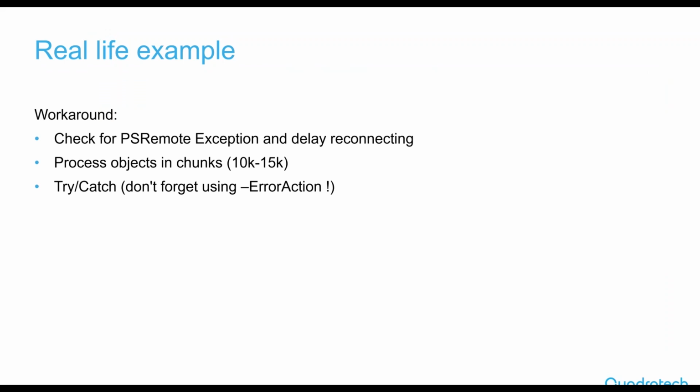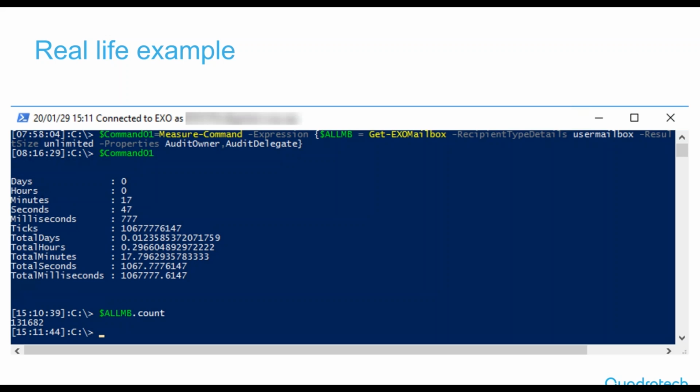The workaround for this was, as you might have seen here, we checked definitely for the PS remote exception and delayed the reconnecting. Also, it makes sense to process the objects in chunks. We have seen that processing maybe 10 to 15,000 objects at a time definitely gives you a better feeling, and then just reconnect. And again, use the try and catch, and don't forget the error action. I think then the next slide.